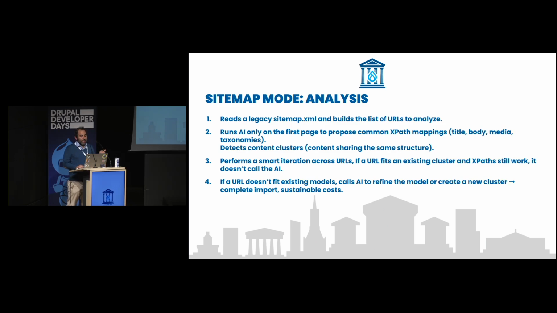If we hit a new structure, we call the AI again to refine the model or create a new cluster of content. So we create the cluster once, but we reuse it many times. The result is reliable coverage of the sitemap with minimal AI spend.